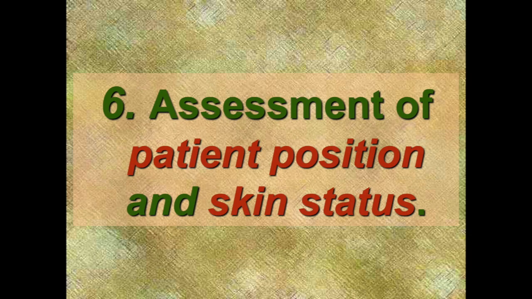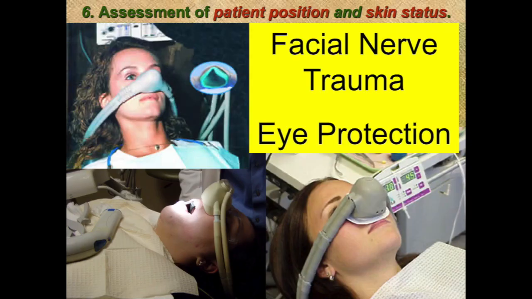Let's look at assessment of patient position and skin status. Since we're sedating the patient, we have got to take care of them, especially at the deeper levels of anesthesia. But anytime a patient's under our care, we're responsible for their position, their well-being, their skin status. So we've got to be careful of anything that could be probing, pushing, or tugging on the patient's face. It could cause trauma to the facial nerve. We could get something in the eyes of the patient artificially, something that's bad, so we've got to protect their eyes. We might want to put some kind of safety glasses on the patient.